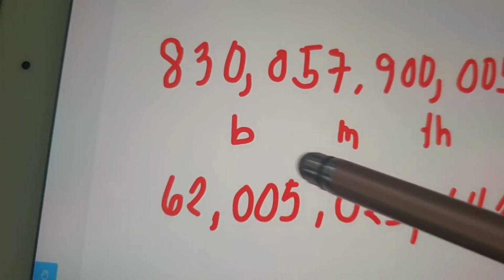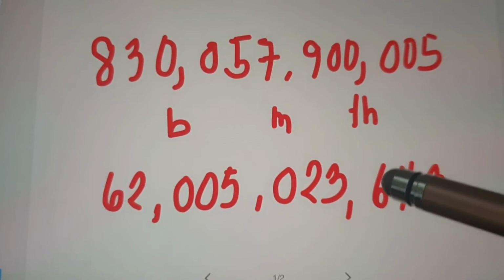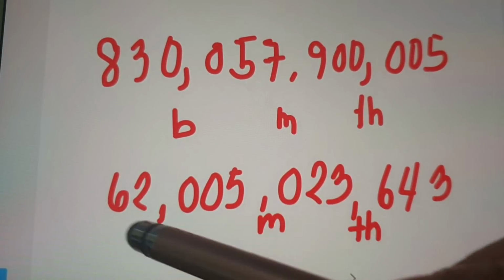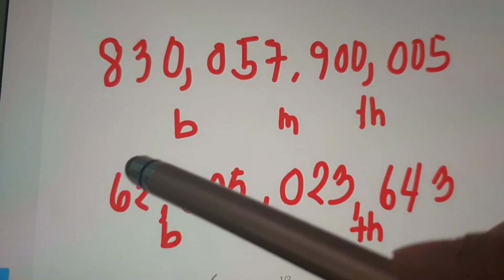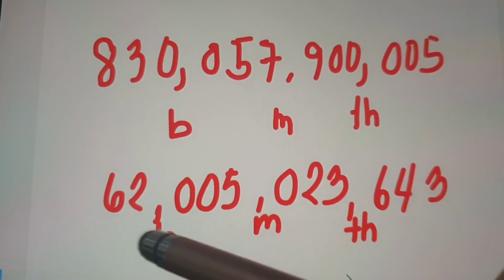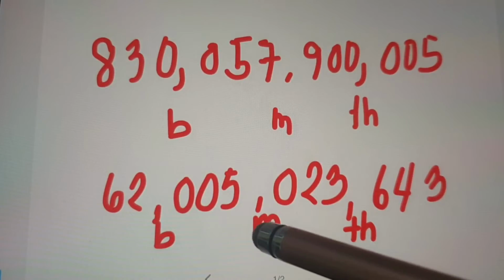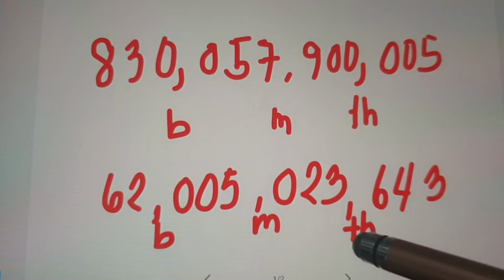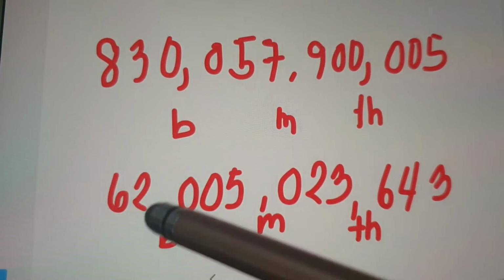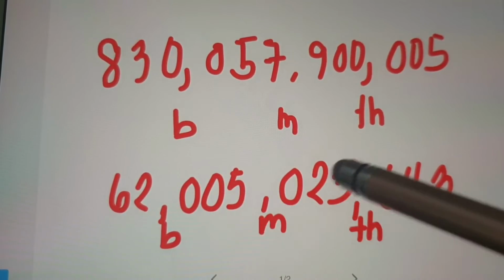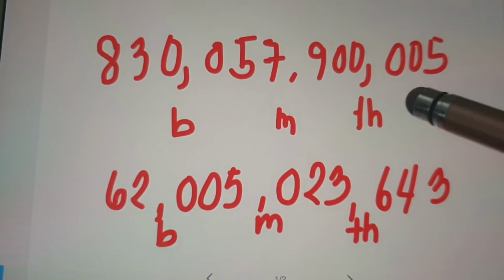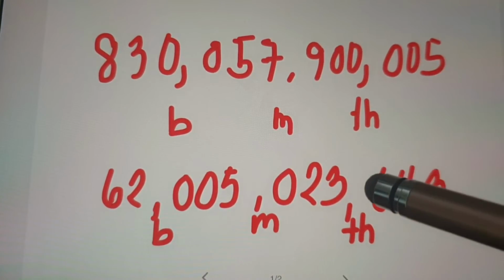Okay, so how are we going to read this number? Before that, let's name the commas. This one is thousand, million, and billion. Let's read together. This is 62 billion 5,023,643. Very good.